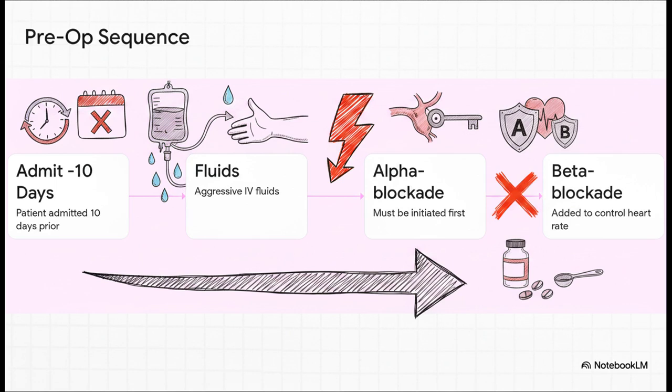Step 3, started 7 to 10 days out, is mandatory alpha blockade. We have to stop that alpha-1-mediated vasoconstriction. Only after sufficient alpha blockade has been established, usually 2 to 3 days before surgery, do we initiate Step 4, beta blockade. We use agents like atenolol, starting at 12.5 milligrams twice a day, or propranolol, strictly to control the heart rate. If you give a beta blocker before alpha blocking, you leave the alpha-1 vasoconstriction completely unopposed, precipitating a catastrophic hypertensive crisis. Never ever mix that order up.